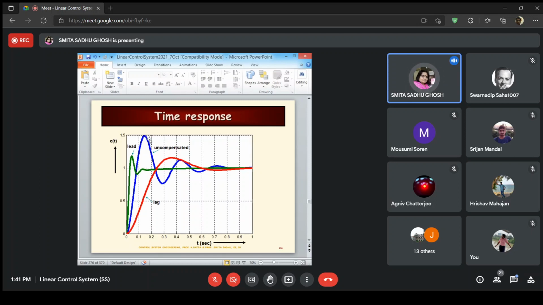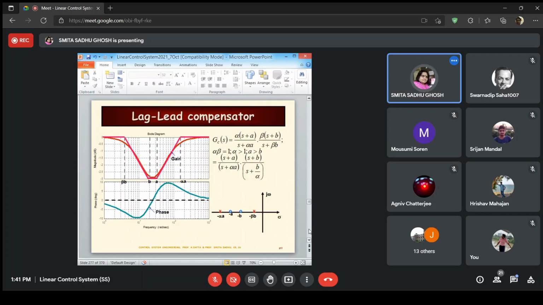So, the uncompensated system response is shown over here. With the lead compensator, you can see that the response becomes faster, the green response, just to show what is happening. And you need not plot it as such, but in case you are interested, you can see that by addition of a lag compensator, response becomes slower, and the red one is the time response. Now, coming to the lag lead compensator.